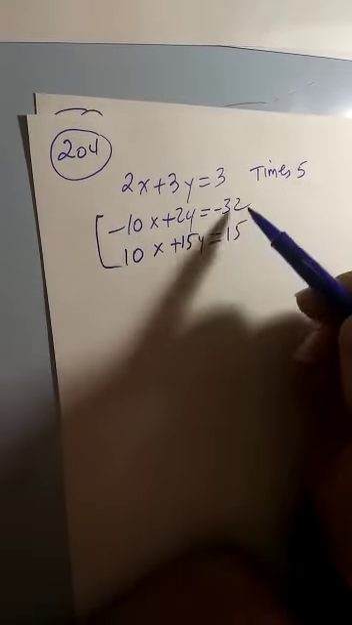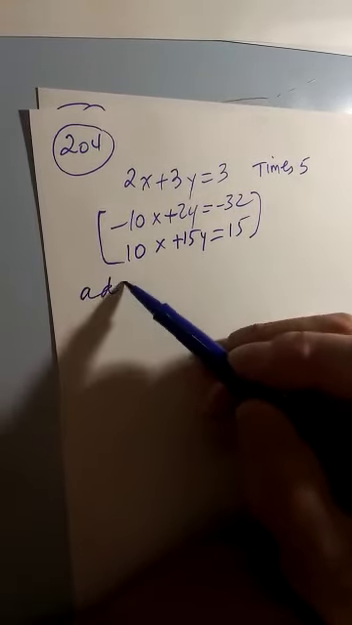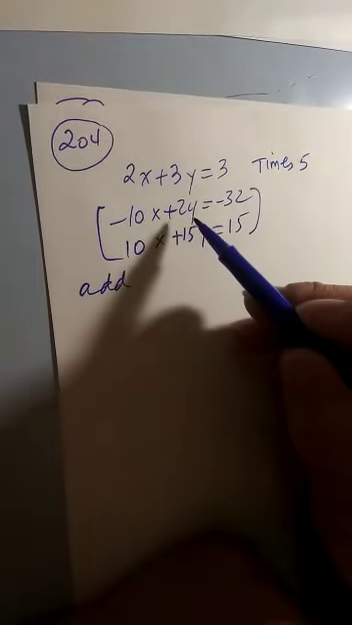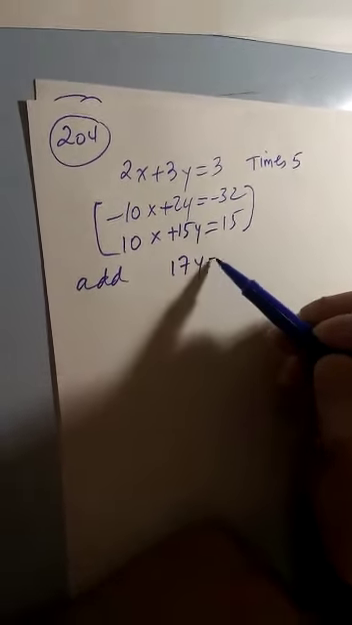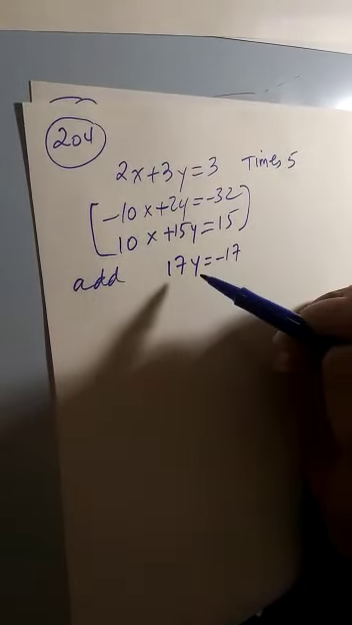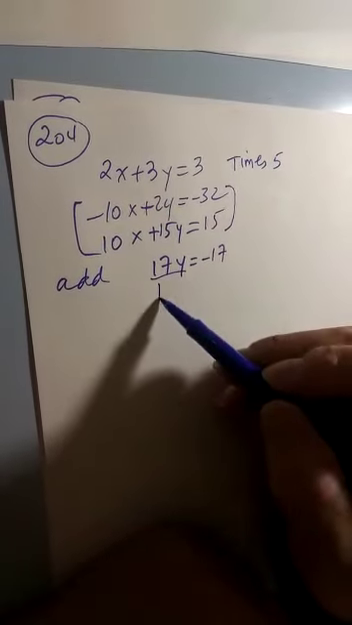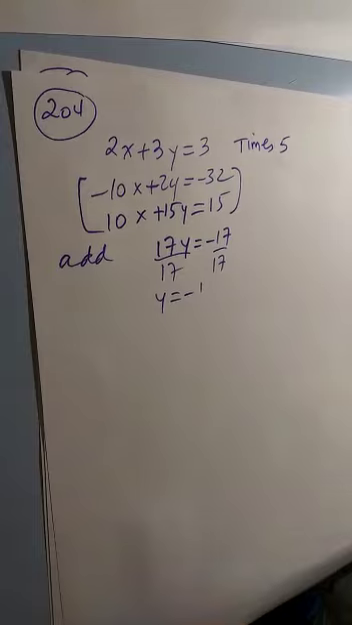Now look at these two equations. We have a minus 10x and 10x. When we add the equations, the x's will cancel, the y's will add up. 2y plus 15y is 17y. Minus 32 plus 15 is minus 17. So now we have one equation in one unknown. Divide both sides by 17, and that'll give you y equals minus 1.